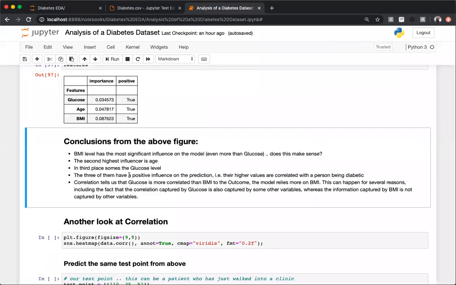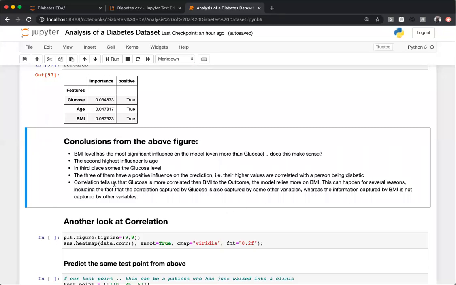Okay, so I've done that here as a quick summary that BMI level has the most significant influence on the model, more than glucose. Does it make sense? Any medical experts with us here today? The second highest influencer is age. The third highest is the glucose level. Well, like I said, it doesn't seem to be sensible, but that's what the model is saying. The 3 of them have a positive influence on the prediction, i.e. their higher values are correlated with the person being diabetic.